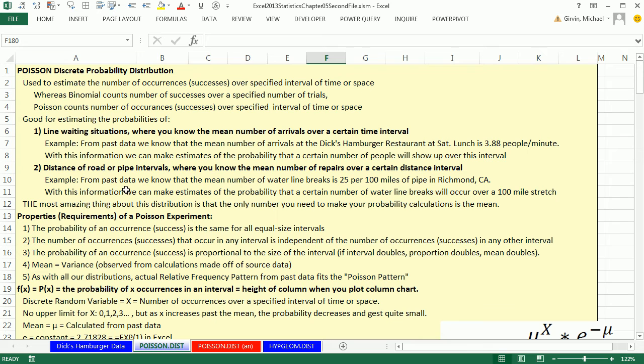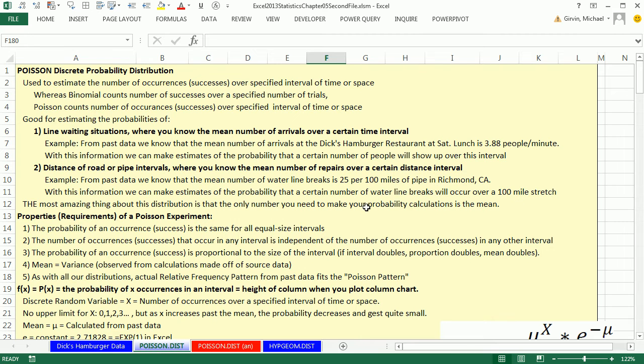distance of road or pipe intervals or any other type of physical intervals where you know the mean number of repairs or whatever over a certain distance of that interval. So for example, from past data, we know the mean number of water line breaks is 25 per 100 miles of pipe in Richmond, California. With this information, we can make estimates about the probability of a certain number of water line breaks over a 100-mile stretch. Now get this.